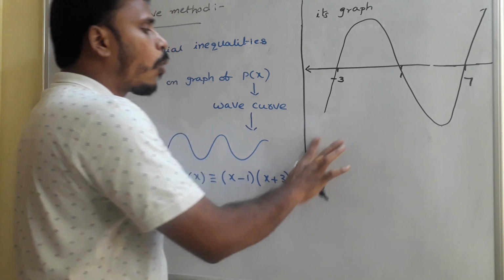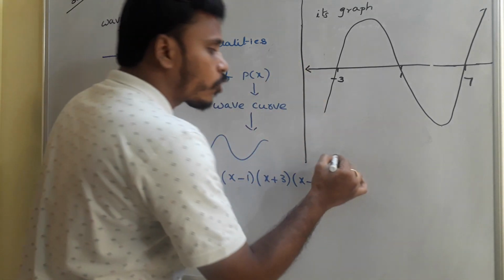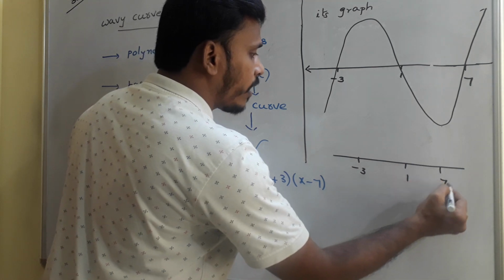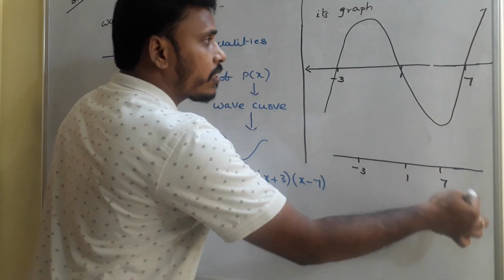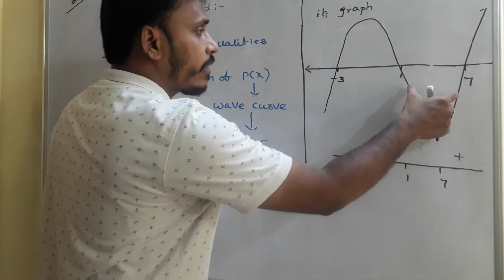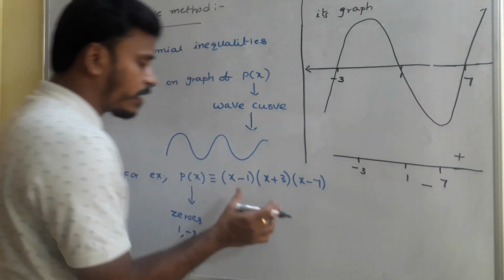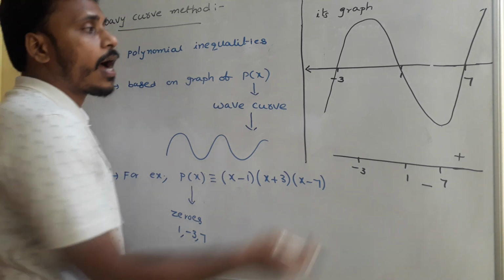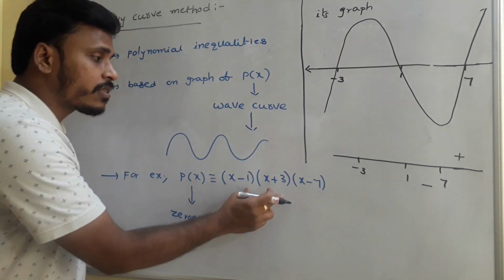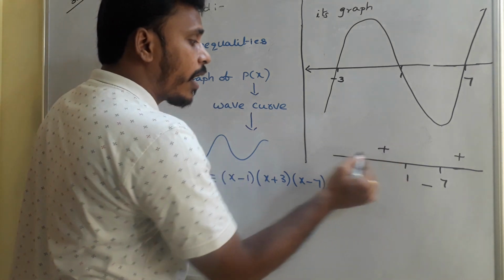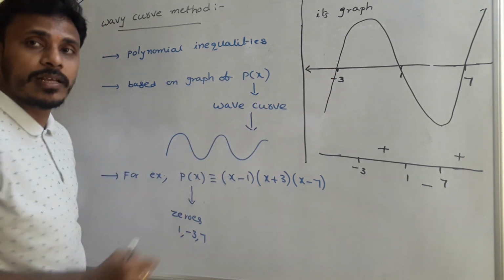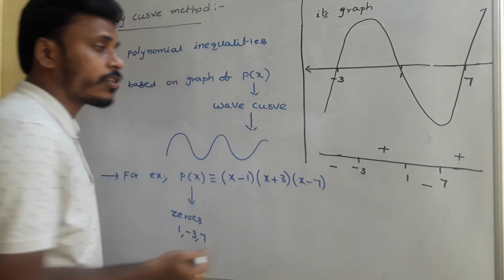Yeah. Now what does the graph show? The graph shows that if you indicate the roots minus 3, 1 and 7 on the x-axis, after this 7, the graph is above the x-axis. In between 1 and 7, the graph is below the x-axis, that is, this expression is negative. And in between minus 3 and 1, the graph is above the x-axis, that is, this expression is positive. And see, to the left of minus 3, again the graph is below the x-axis, that is, the expression is negative.